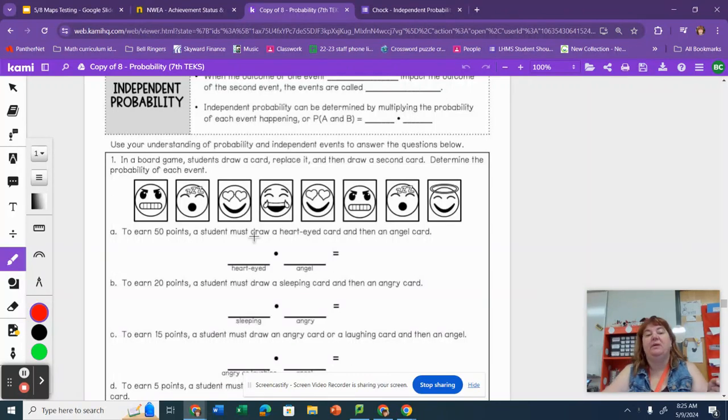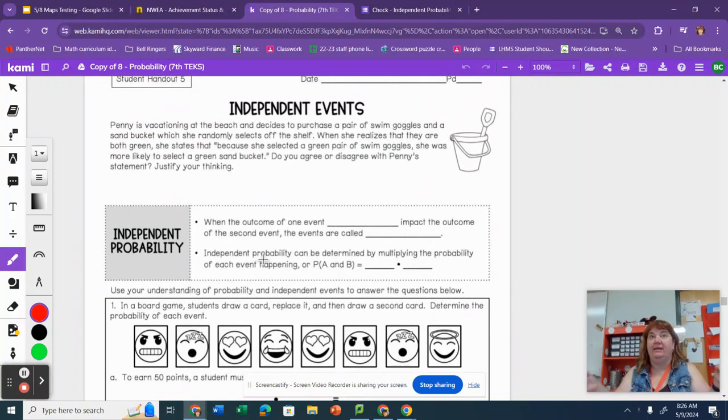Okay, guys, I'm going to do independent events, but I'm also going to throw in dependent events in there just because some of the activities have dependent also thrown in, but it should make sense. When the outcome of one event does not impact the outcome of a second event, the event is called independent.